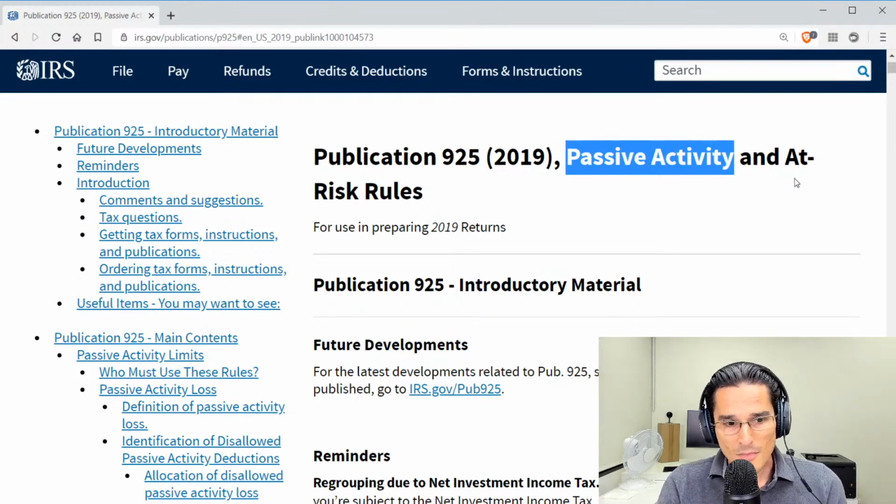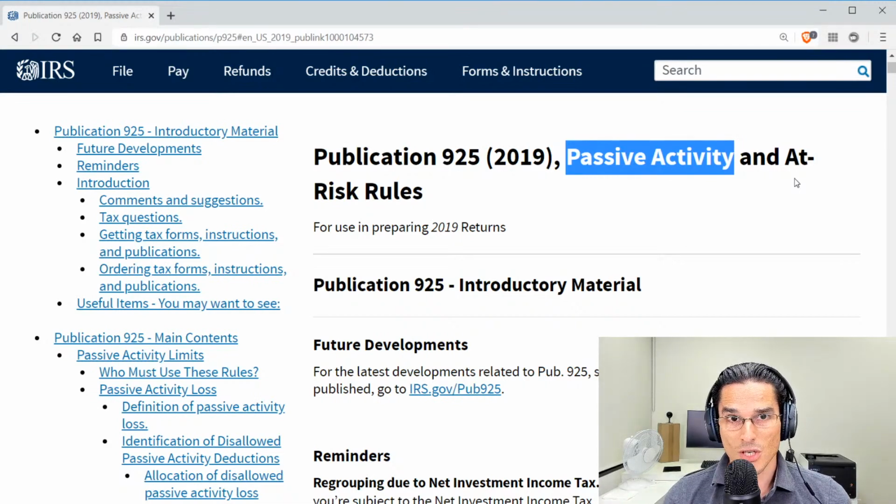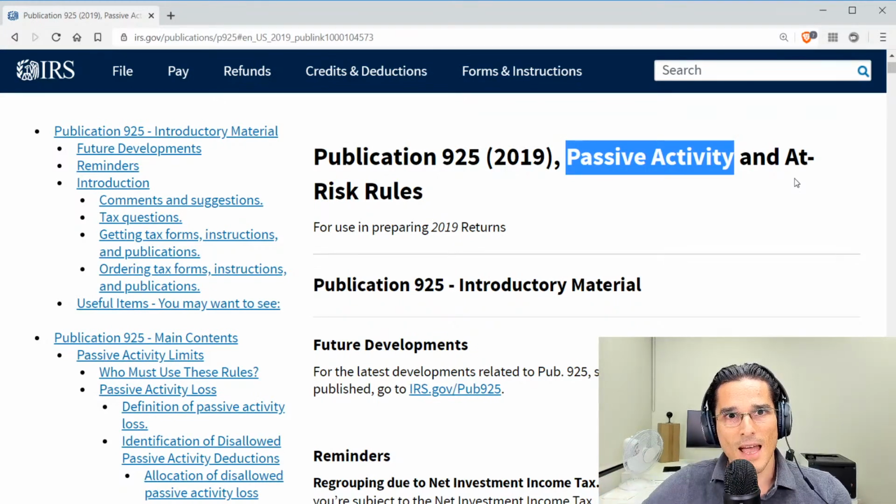So what they did was put in place passive loss rules that limited the amount of losses that you can deduct in many situations. So when we're talking about passive activities, we're generally referring to things where you make an investment in an activity and you're not working in it on a day-to-day basis.